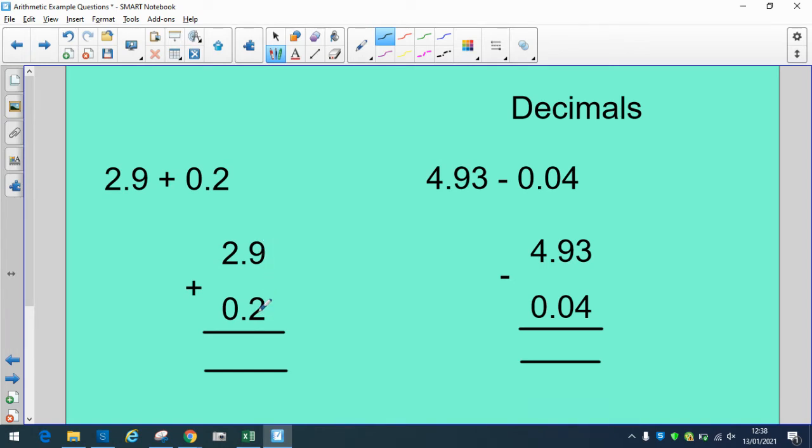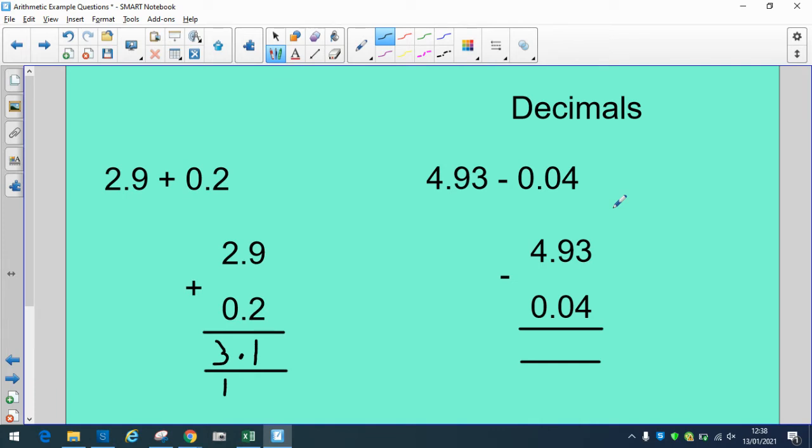So 9 tenths add 2 tenths would be 11 tenths. Therefore we can't have 11 tenths, we can only have 1 tenth, can't we? So 1 tenth will go here. To place my decimal point in so I don't forget it, I'm going to carry over my 10 tenths, or my 1, underneath the ones column. 2 add 0 add 1 gives me 3. Fairly straightforward there.